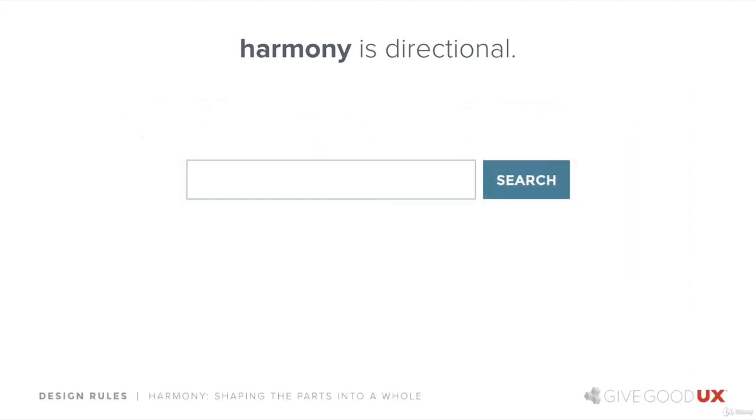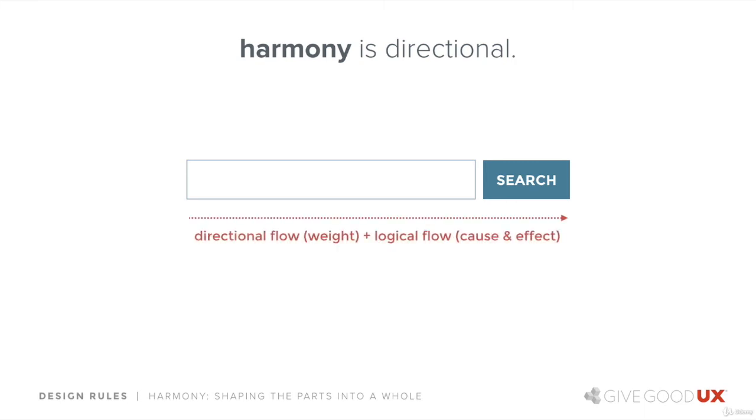Here's another example. We've all seen a search field. There's a directional flow. There's weight that happens. The fact that that search button is very high contrast, right? Dark color, white text, it definitely jumps out. It comes forward, so to speak, in the visual field. That pulls you from left to right. There's a logical flow, cause and effect. That too is harmony. That's a logical flow of information that is created visually.